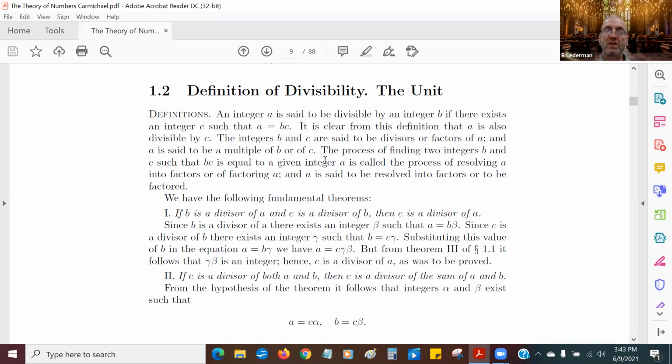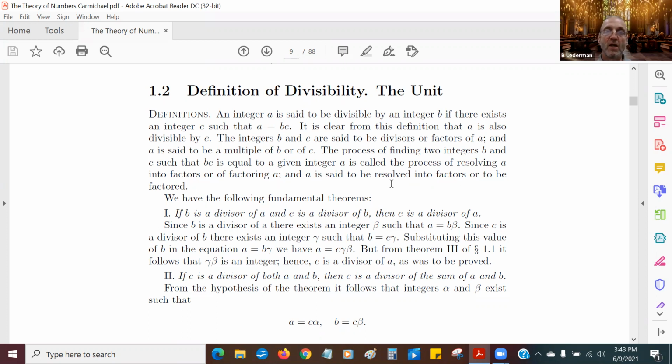And the process of finding two integers b and c, such that bc is equal to a given integer a, is called the process of resolving a into factors, or factoring a. And that's something we've done many, many times. To factor a number, to factor a polynomial, we've done factoring many times. And a is said to be resolved into factors or to be factored.